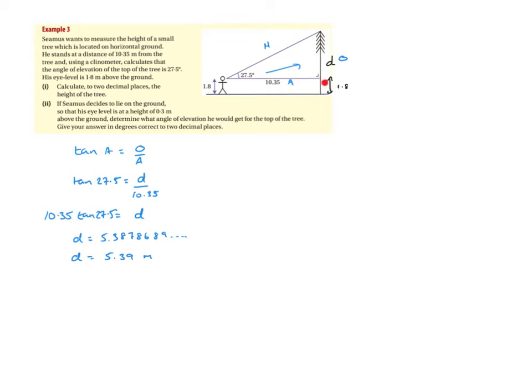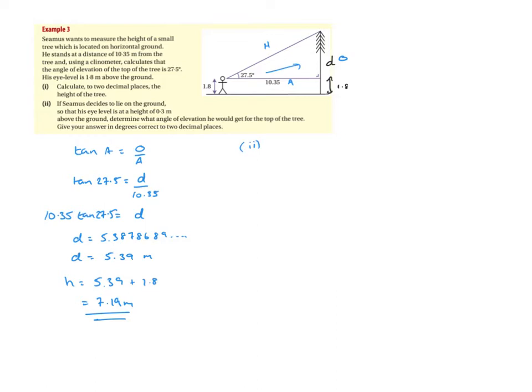So in order to finish this off, we have to add 1.8. So we're going to say the height is equal to 5.39 plus 1.8, and that's equal to 7.19 meters. Okay, so there's the first part done. So for the second part, Seamus wants to lie on the floor. Why not? And he wants to now try and work out the angle here.